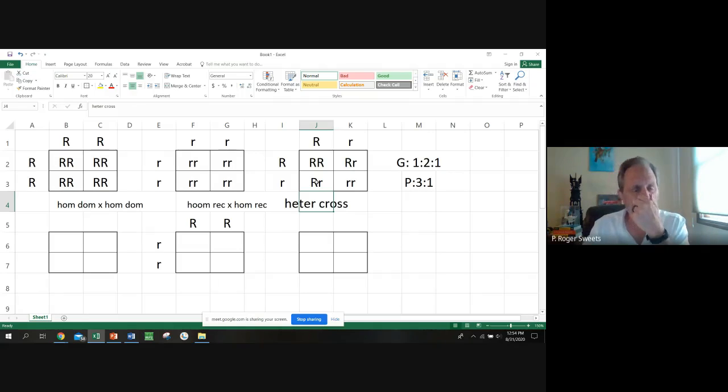Well, let's look at some we haven't talked about yet. I'm going to go ahead and type some of these in right now. We could cross, for instance, a homozygous dominant with a homozygous recessive. Let me go ahead and correct this spelling error here.